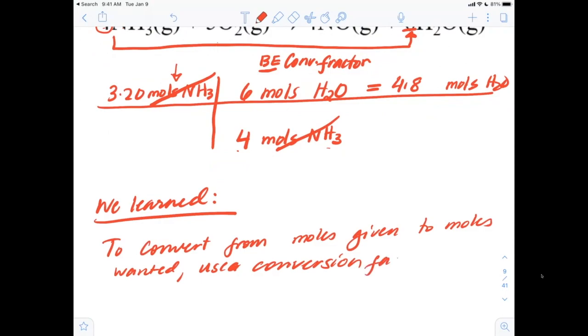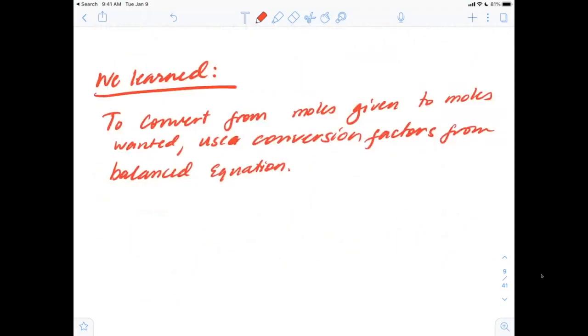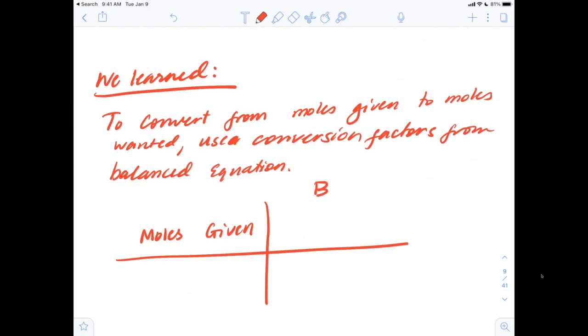Use conversion factors from balanced equation. So to convert from moles given to moles wanted, use conversion factors from the balanced equation. So this is how it will look. Template, right? You will have your moles given, and then you have your balanced equation conversion, and then that will give you your moles wanted.